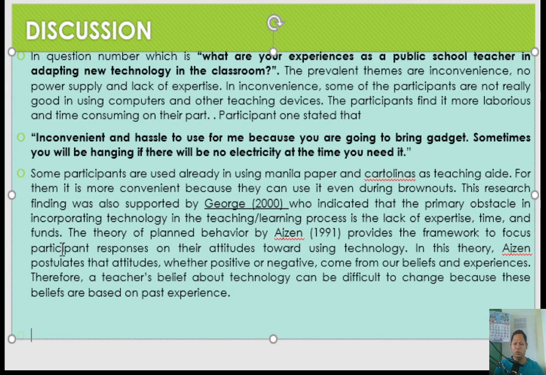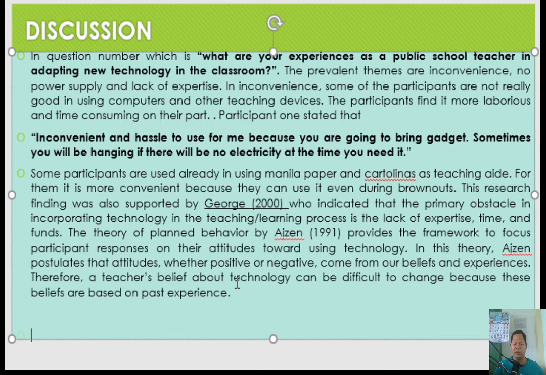You will discuss your themes one by one. So, continuing, some participants are already used to using Manila paper and cartulinas as teaching aids. For them, it is more convenient because they can use it even during brownouts. This research finding is also supported by George, who indicated that the primary obstacle in incorporating technology in the teaching-learning process is the lack of expertise, time, and funds.